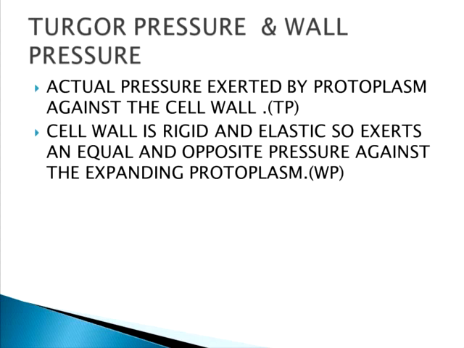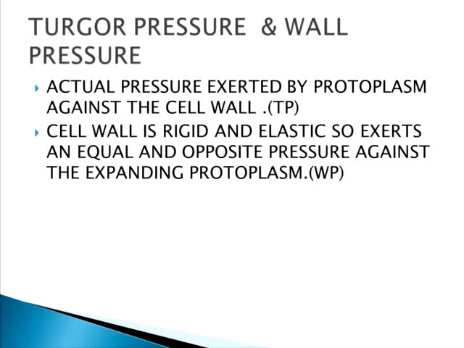Towards this turgor pressure, the cell wall being rigid and elastic, it exerts an equal and opposite pressure against the expanding protoplasm, and it is called WP, that is wall pressure, and TP is always equal to WP. Turgor pressure at a given time, TP is equal to WP. So all of you now know what is osmotic pressure, what is turgor pressure, and what is wall pressure.